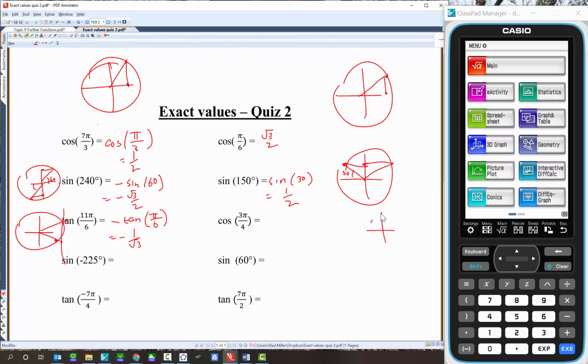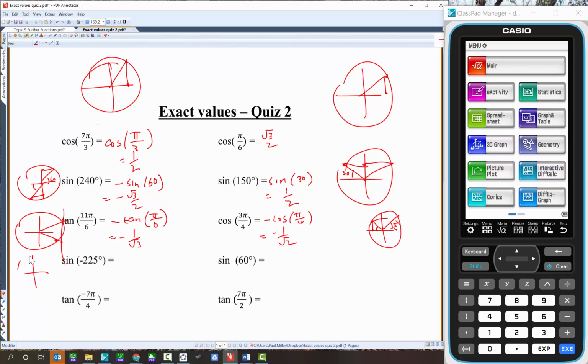Okay, cosine of 3 pi on 4. So here we are, there's 3 pi on 4, it's negative, and it's going to be pi on 4 there. That's going to be pi on 4 there. Okay, so we're going to get the negative cosine of pi on 4, and cosine of 45 is 1 on root 2, so that's negative 1 on root 2.